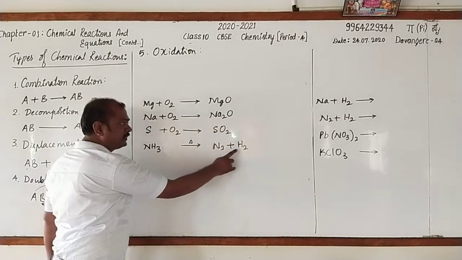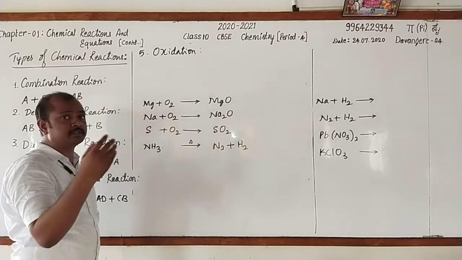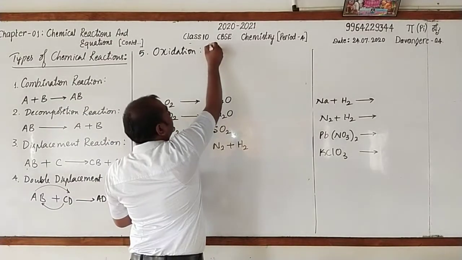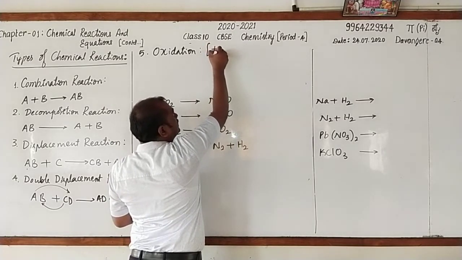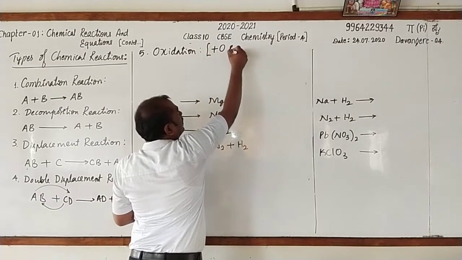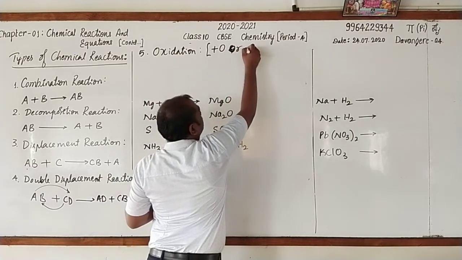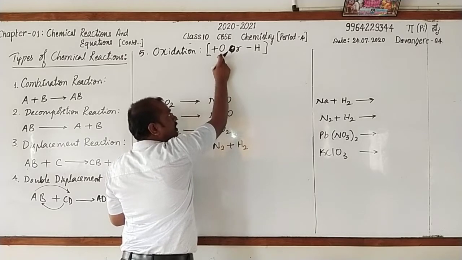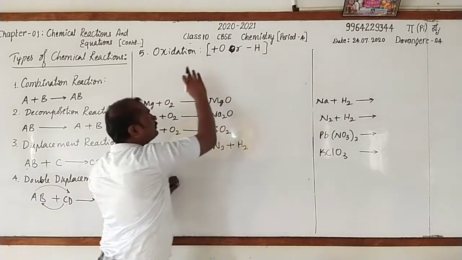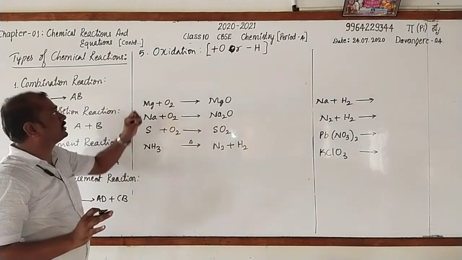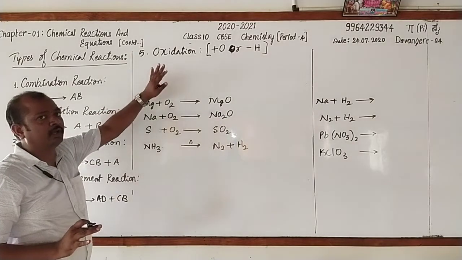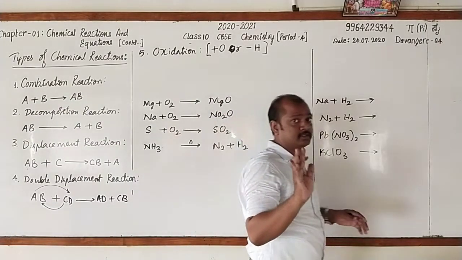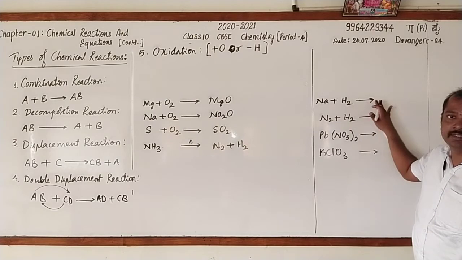Or one more definition: the removal of hydrogen from a substance in a chemical reaction is called oxidation. In brackets, for your reference, I am writing it like this: plus O or minus H, nothing but addition of oxygen to a substance or removal of hydrogen from a substance in a chemical reaction is called oxidation. I'll go for writing the definition later. Just keep observing. Even these are not balanced. Let us go for completing this.